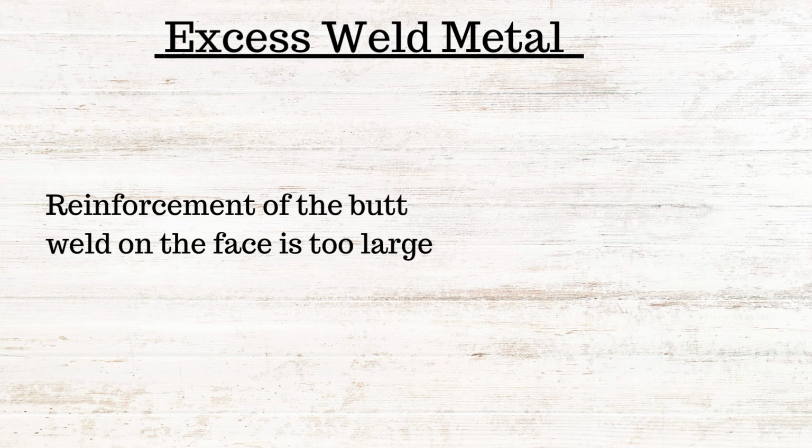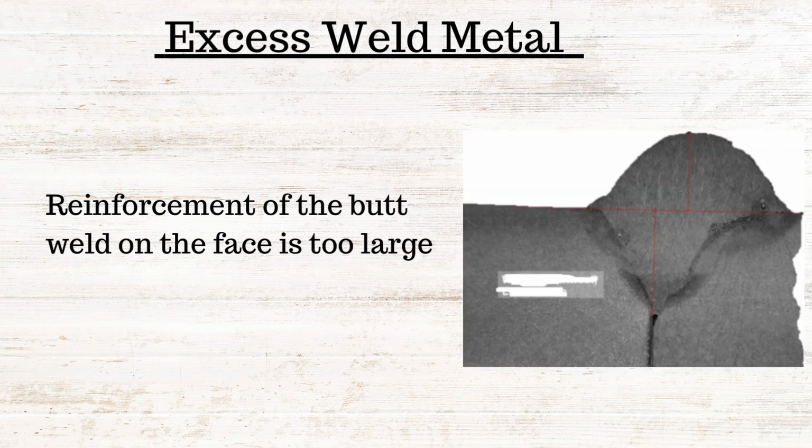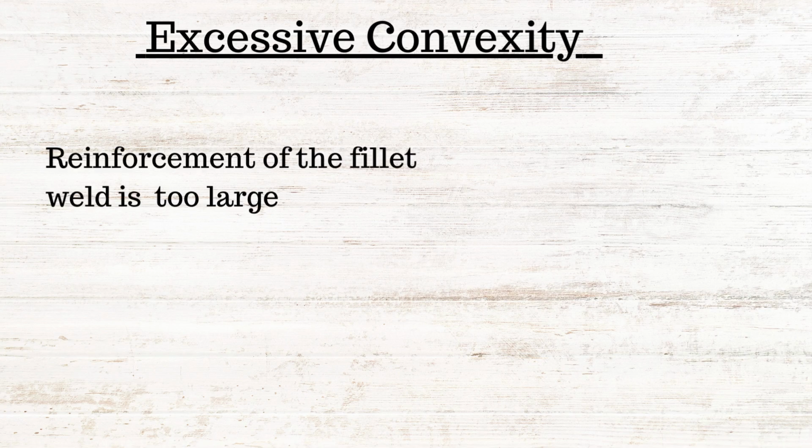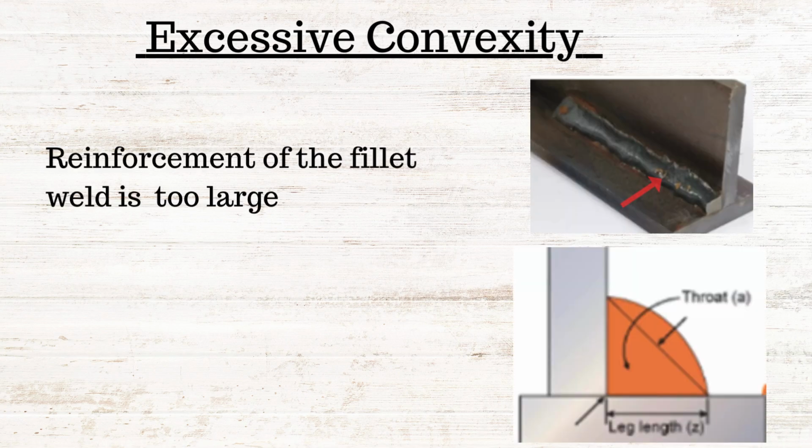Excess weld metal is a reinforcement of the butt weld on the face if it is too large. As you can see in the picture, that hump which is there, right? Now next is excessive convexity. So it is the reinforcement of the fillet. If it is too large, then it results in excessive convexity. You can see in the picture.